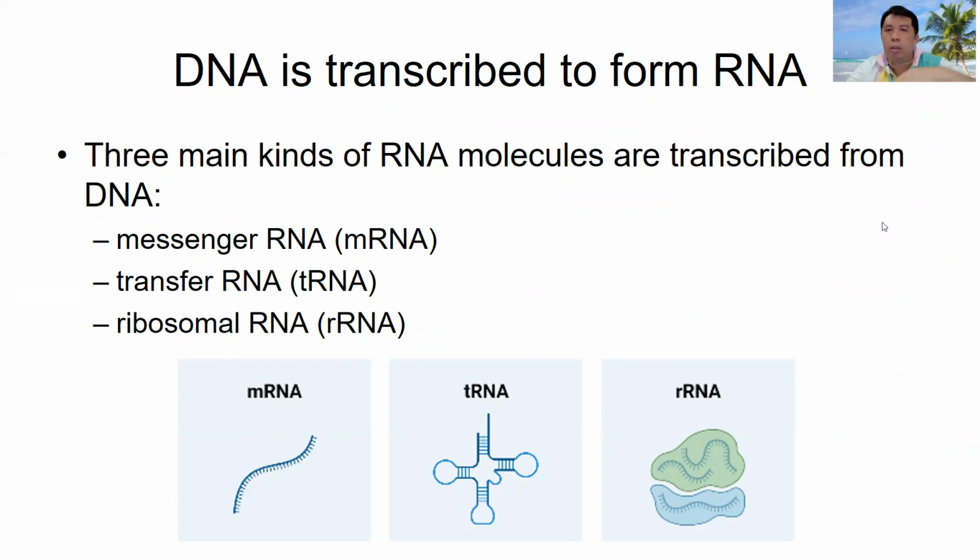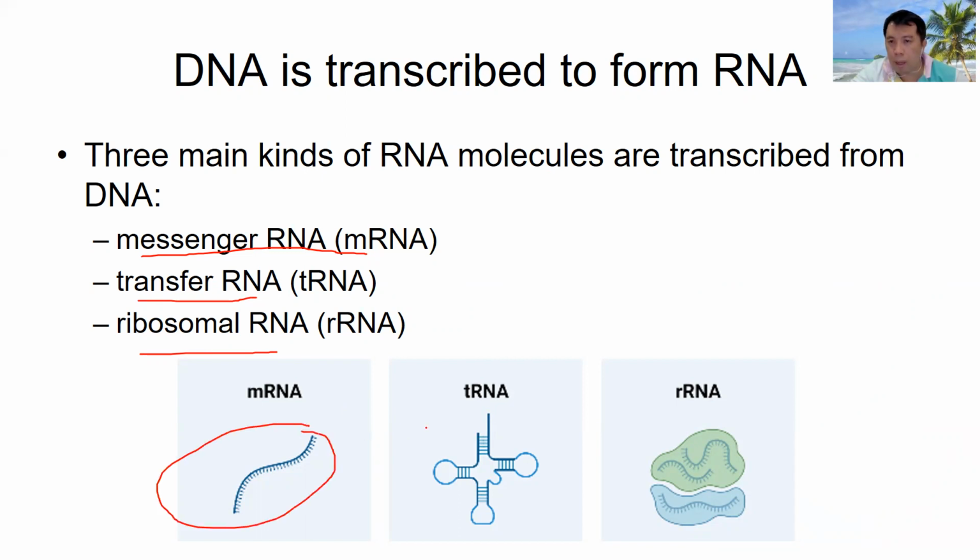DNA is transcribed to form RNA. We have learned the DNA structure. Now let us discuss the RNA structure. RNA is transcribed from DNA, and there are three types of RNA: messenger RNA, transfer RNA, and ribosomal RNA. This is the structure of mRNA, this one is the structure for tRNA, and this is the structure for rRNA.